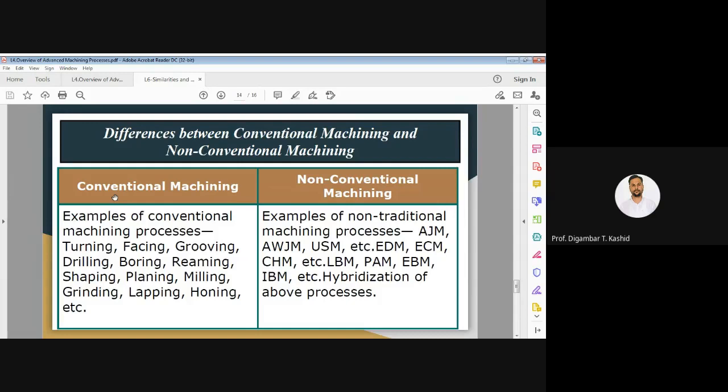Next, what are the non-traditional or non-conventional machining processes? The first group is AJM, WJM, AWJM, USM. Then the second group is EDM and wire EDM. Third is electrochemical machining, chemical machining, photochemical machining. Then laser beam machining, electron beam machining, ion beam machining, and plasma arc machining. These are the non-traditional, non-conventional or advanced machining processes. It is also possible to go for hybrid machining processes, that means hybridization of the above processes.